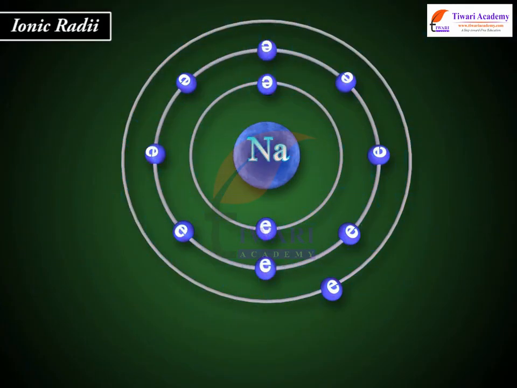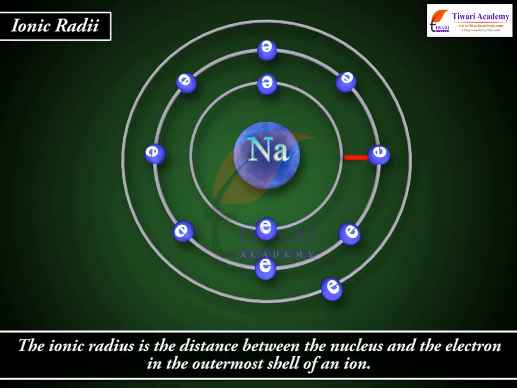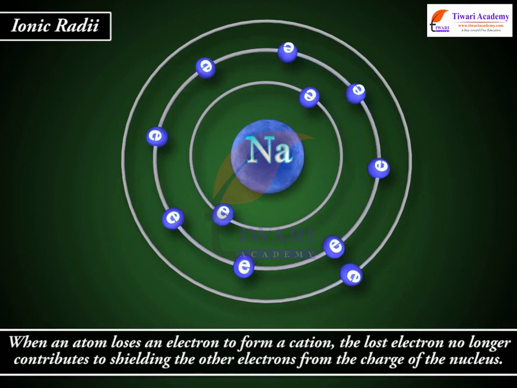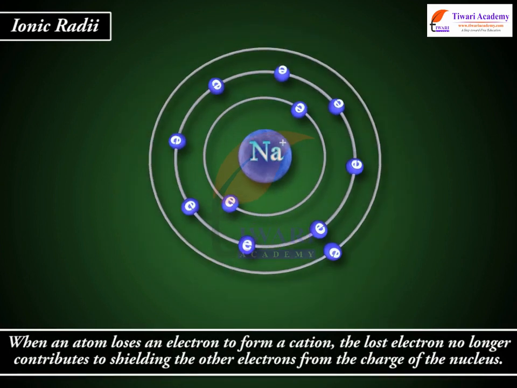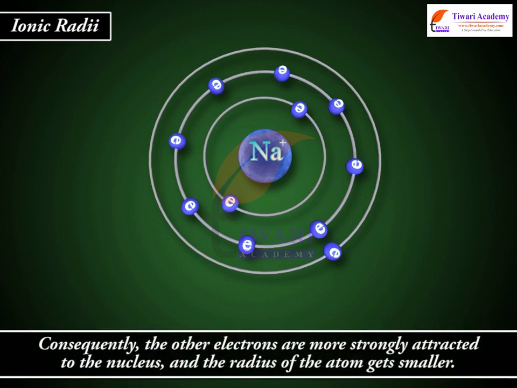Ionic radii. The ionic radius is the distance between the nucleus and the electron in the outermost shell of an ion. When an atom loses an electron to form a cation, the lost electron no longer contributes to shielding the other electrons from the charge of the nucleus. Consequently, the other electrons are more strongly attracted to the nucleus, and the radius of the atom gets smaller.